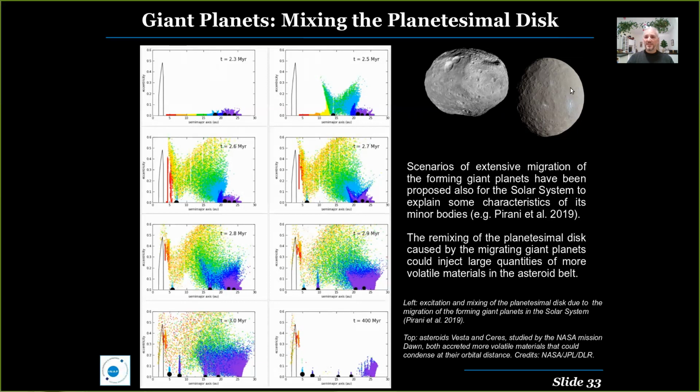For example, the fact that Vesta and Ceres, 2 of the asteroids in the asteroid belt and the targets of the NASA mission Dawn, both showed the presence of volatile material that was not local to the orbital region where they are now and where they plausibly formed. This suggests that they accreted material that was richer in volatiles than the local material, while the protoplanetary disk was still present in the first few million years of the life of the solar system, which excludes a role of the terrestrial planets and the remixing they cause as the source of the accretion of this material.